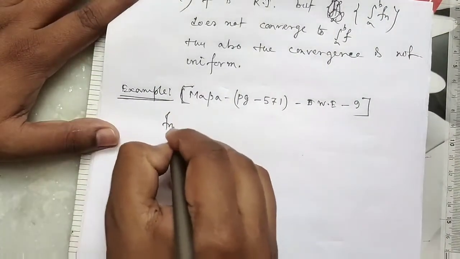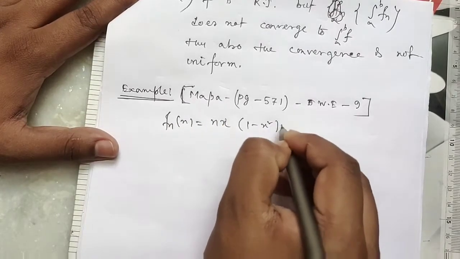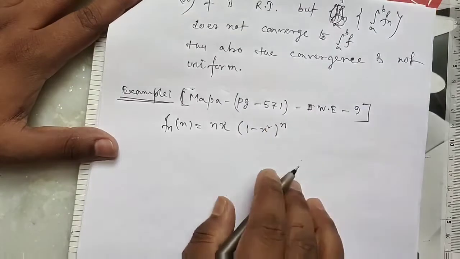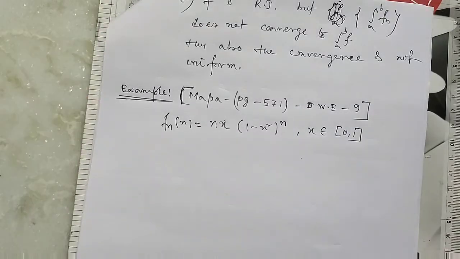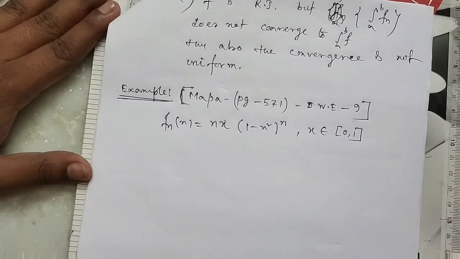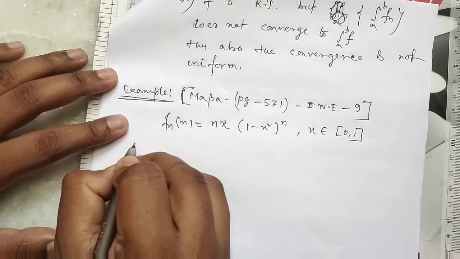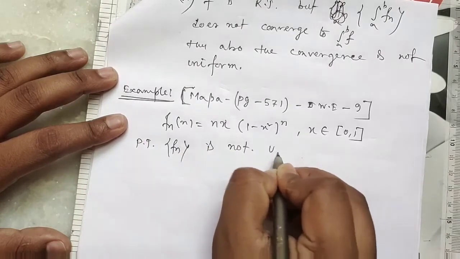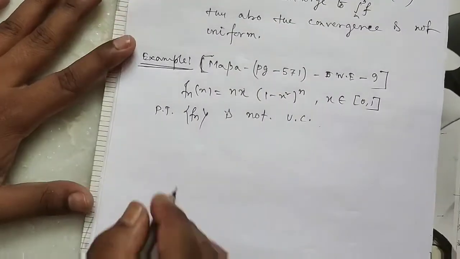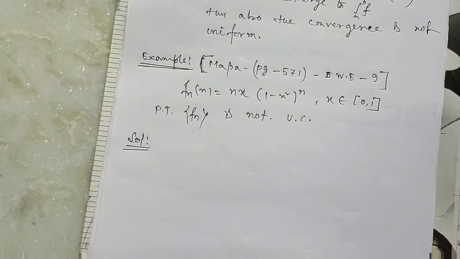Here f_n(x) equals n x times (1 minus x squared) to the power n, where x belongs to [0, 1]. We prove that the sequence of functions is not uniformly convergent. Solution: we apply the above note.